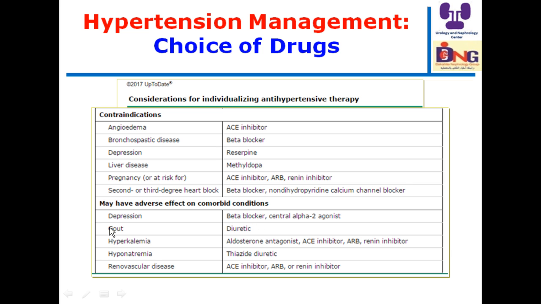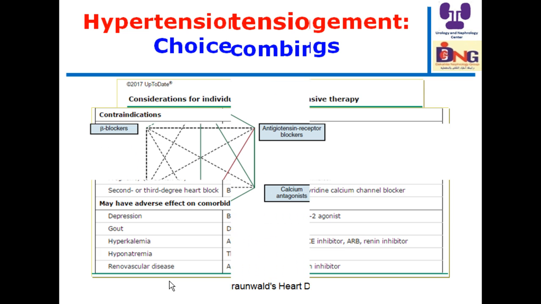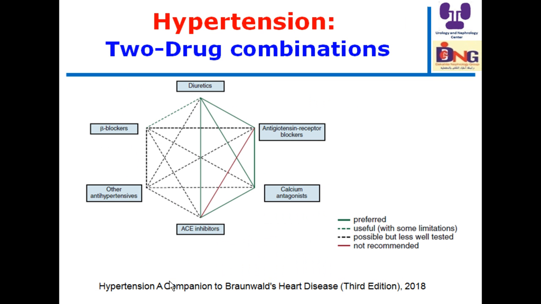Diuretics may increase the risk of gout. Aldosterone antagonists, ACE inhibitors, ARBs and renin inhibitors increase the risk of hyperkalemia. Thiazide diuretics cause hyponatremia. ACE inhibitors, ARBs or renin inhibitors in the case of renal vascular disease need caution because of increasing adverse effects. So we should look at the patient as a whole and select the best treatment for the individual at a certain time point according to risk factors, because this is personalized medicine.